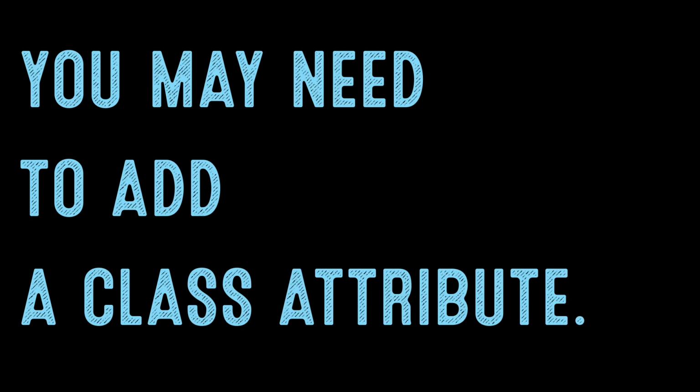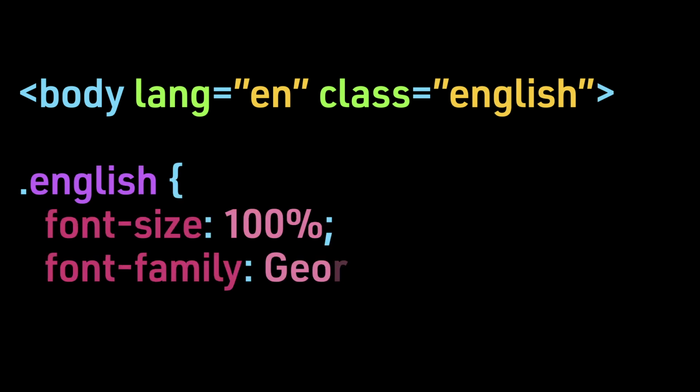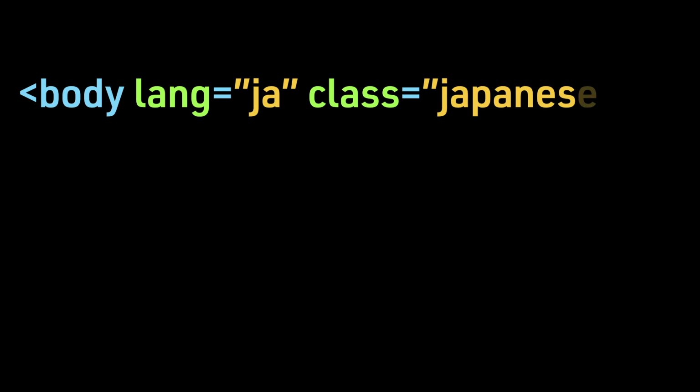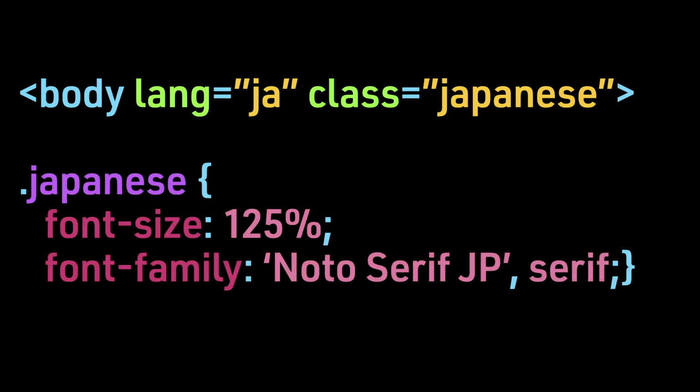So instead, you may need to add a class attribute. Body lang equals "en", class equals "English", .English, font-size 100%, font-family Georgia, Times New Roman, serif. Body lang equals "ja" in quotation marks, class "Japanese" in quotation marks, .Japanese, font-size 125%, font-family Noto Serif JP, serif.